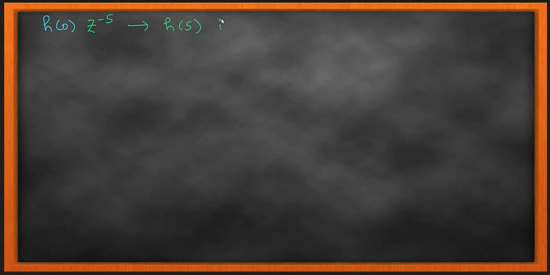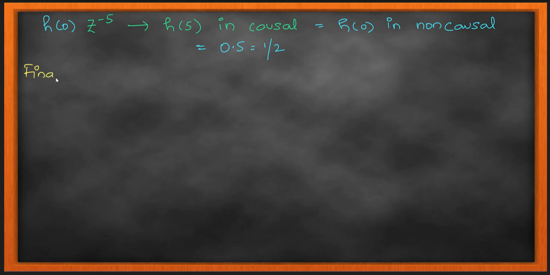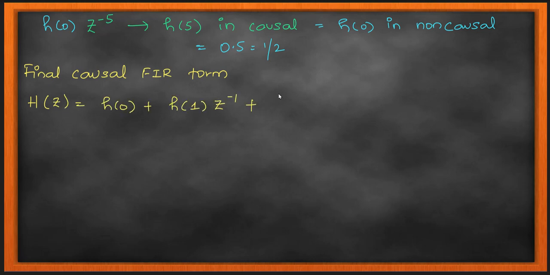Good. So what was h0 in non-causal is now h5 in causal. That is 0.5, right? 1 by 2, it was 0.5. Good. Now I can write the FIR final representation for the low pass filter. So for the question given, the low pass filter FIR form is h of z equals h of 0, h of 1, h of 2, h of 3, etc. So now it's going to look in this manner, and I know what these values are.